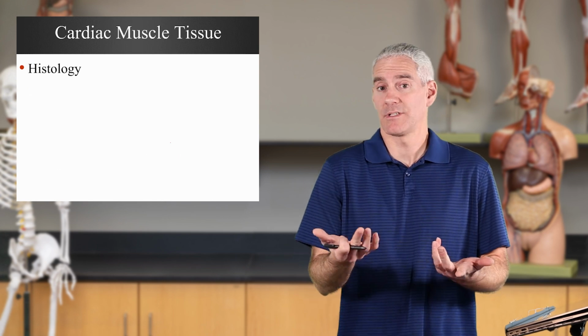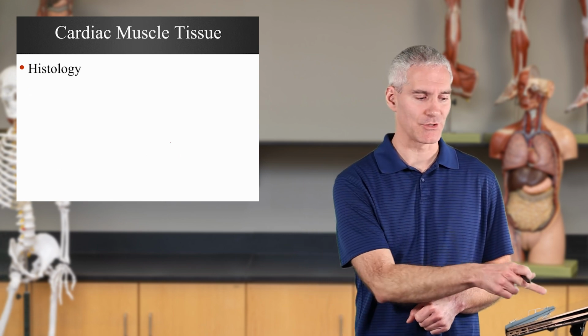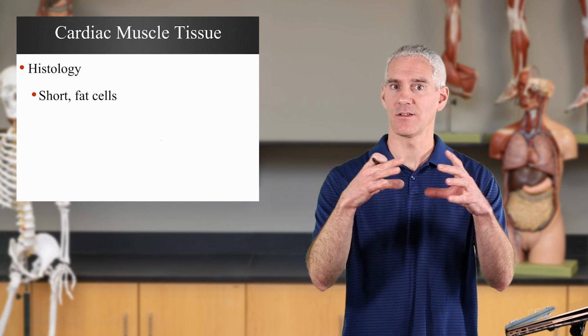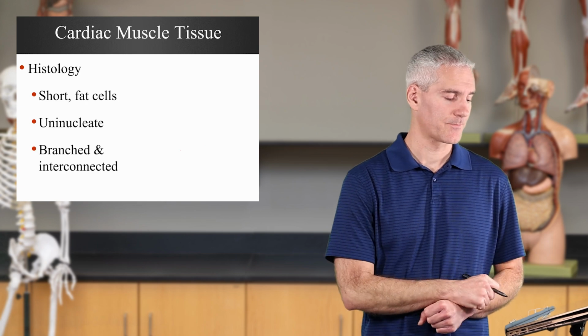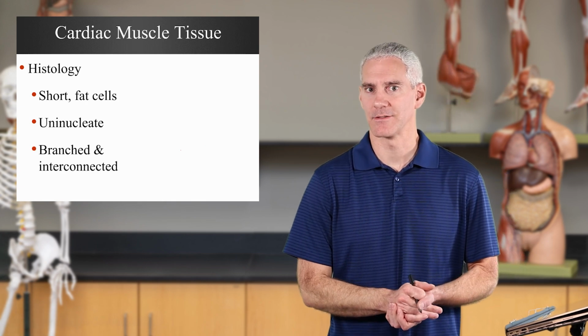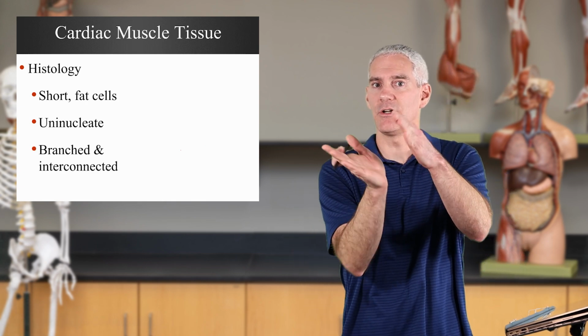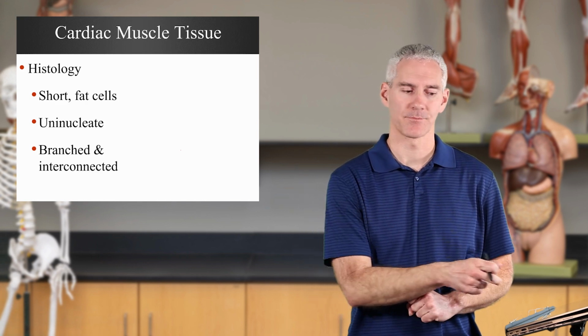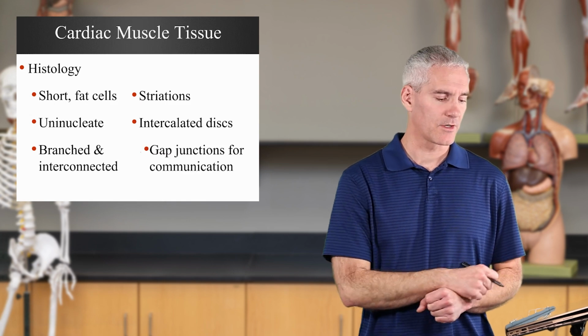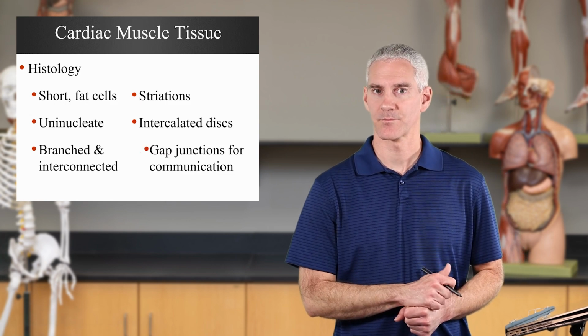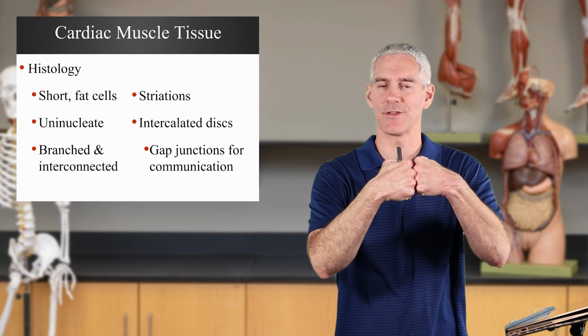The histology, covered already. Let's just make sure we're on the same page. Short, fat cells, they're close together. They are uninucleate, we mentioned that. Branched and interconnecting. That one cell kind of branches out into two and weaves a whole different pattern. You're going to have your striations, we mentioned. You're going to have those intercalated discs. Remember, that's what holds the cells together.